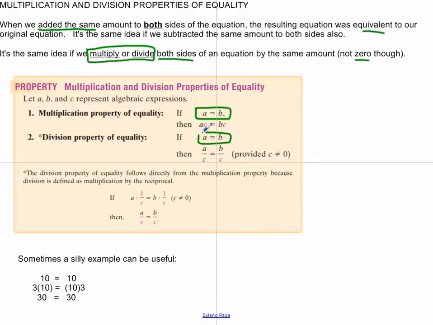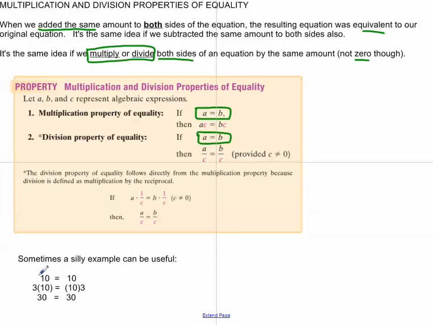Same idea holds true that if we've got a equals b, we can divide by some c number. Again, c is not equal to 0. If we divide both sides by c, we're treating both sides equally. We're treating a and b equally because there's an equal sign between them, and we get to another equation that is equivalent. Ultimately our goal is to get the variable by itself on one side.